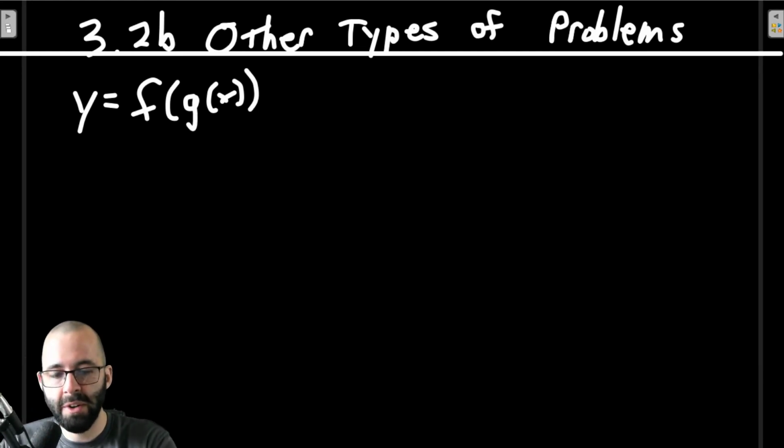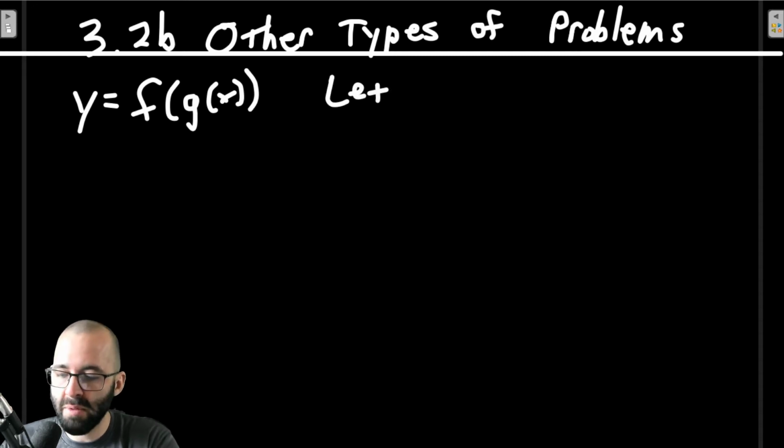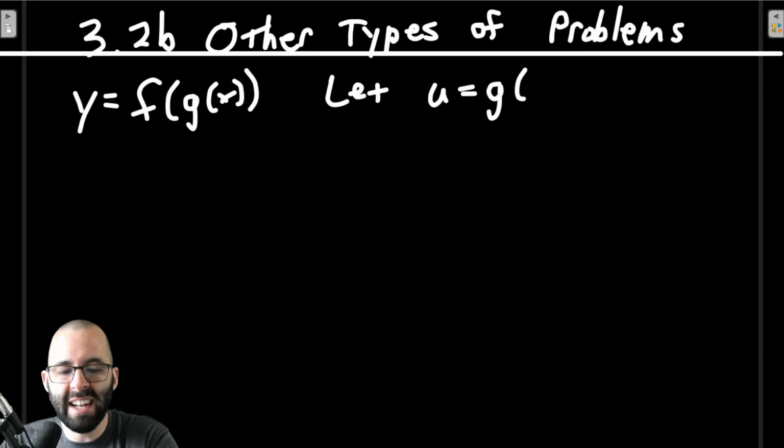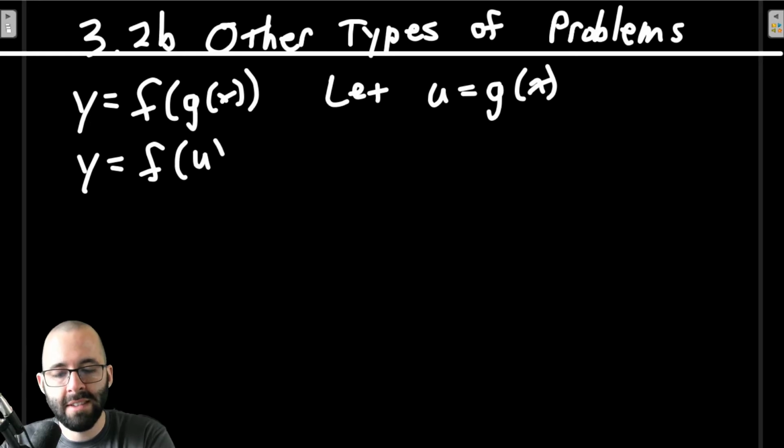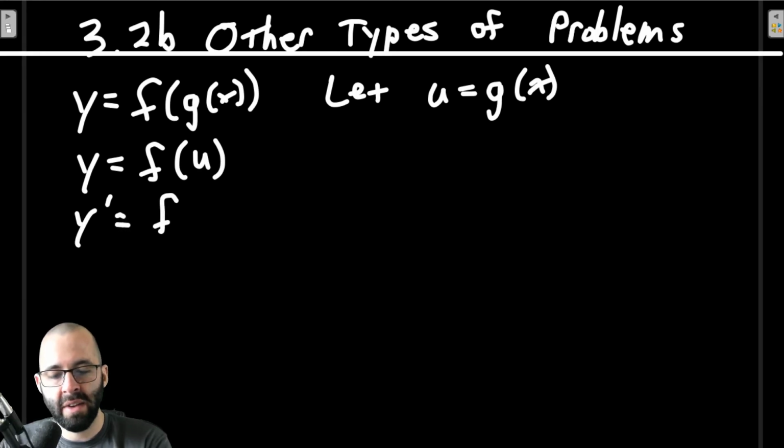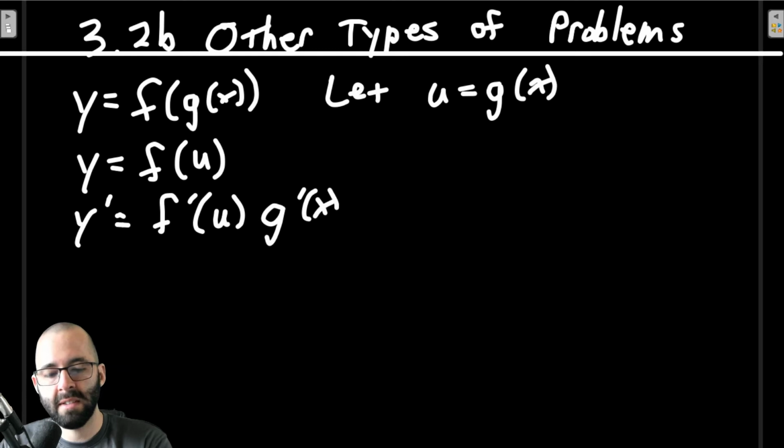Anyway, what we're going to do is look at this problem from a different point of view. This is an exploration here, guys. If g of x is some u, then this is f of u. If we want to take the derivative, we know from the chain rule that the derivative is the derivative of the outside function, leave the inside the same, and multiply by the derivative of the inside, which again is g prime of x.